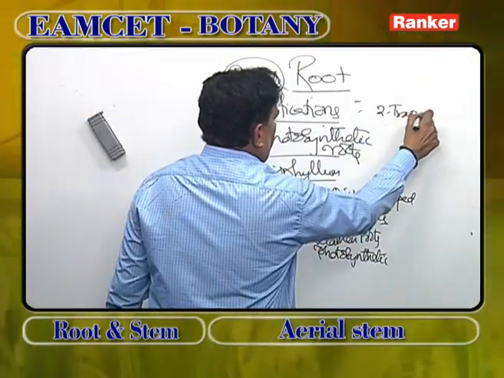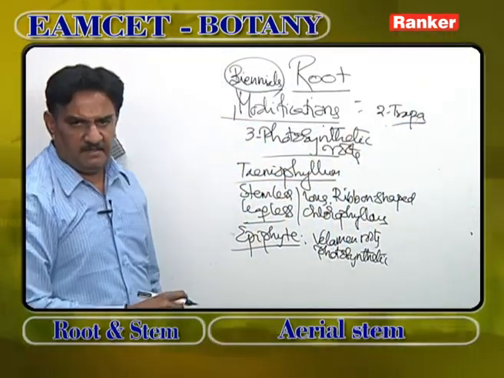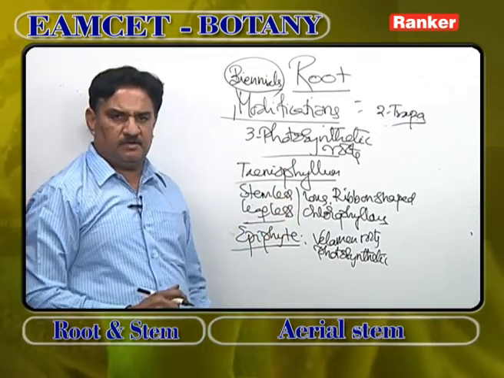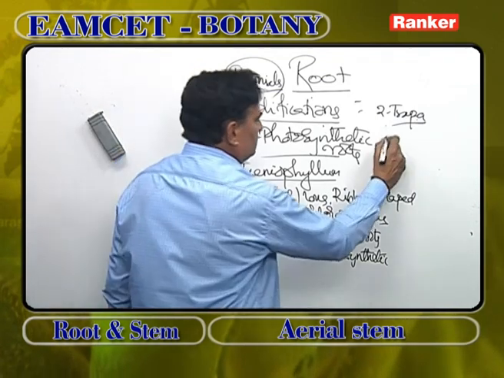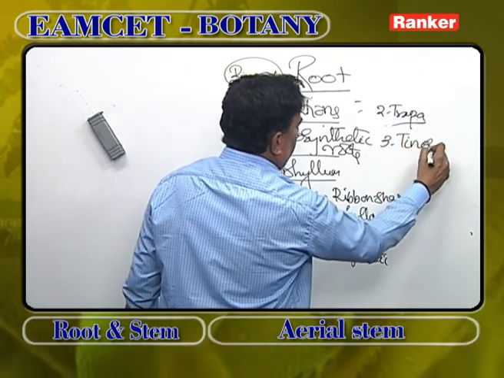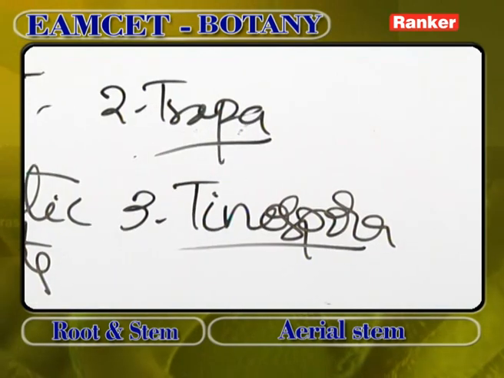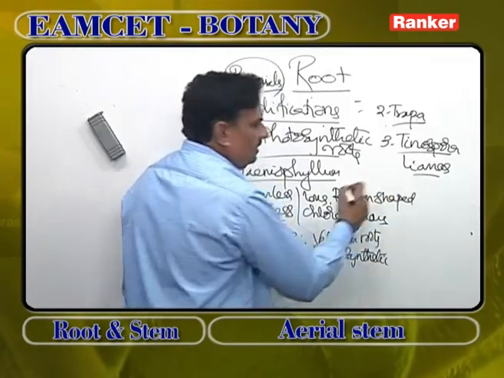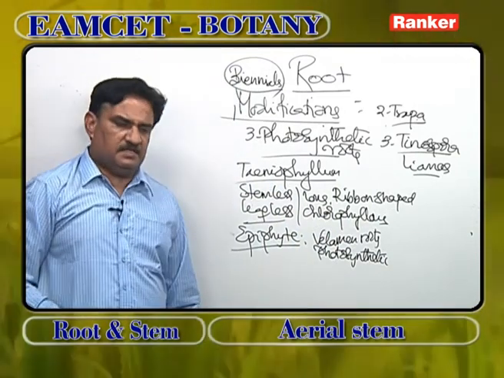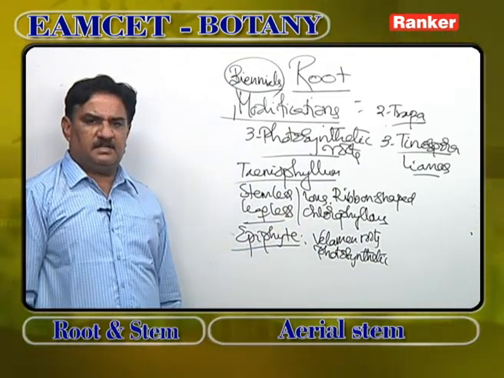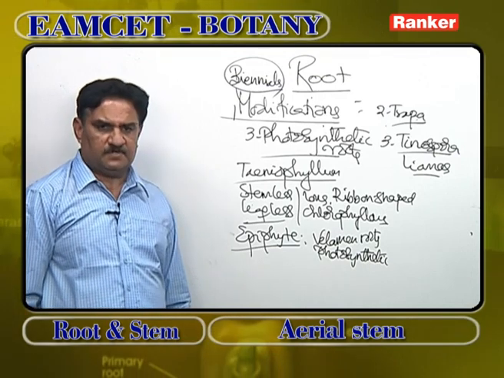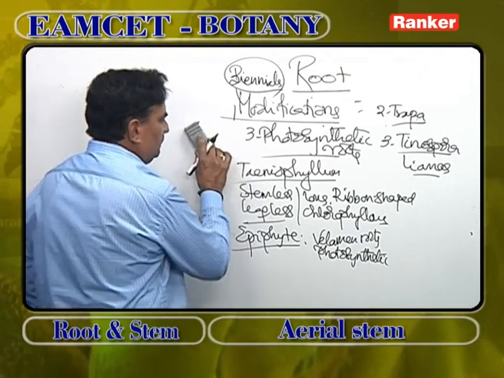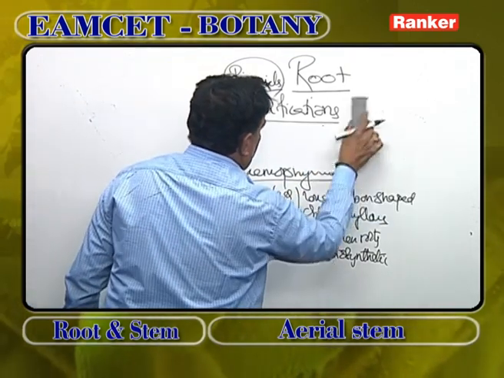Second example is Trapa. Trapa is an aquatic plant where submerged roots are green, chlorophyllous and perform photosynthesis. Then next example is Tinospora. Tinospora is a liana. Liana means large woody climbers growing on huge forest trees. This Tinospora's aerial roots contain chlorophyll and perform photosynthesis. So these are the examples of the third type of root modification, that is photosynthetic roots.